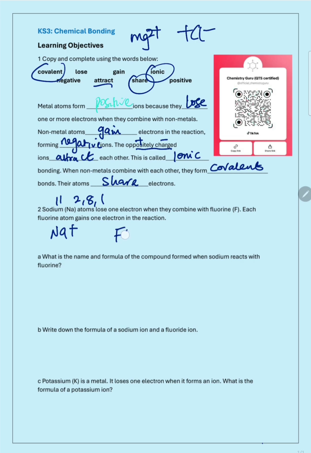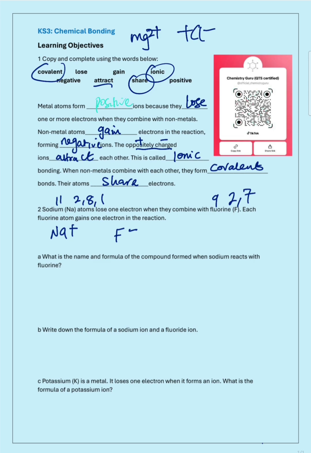And then for fluorine, it has 9, which is going to be 2,7. So fluorine is going to gain an electron. If it gains an electron, it means that we have more electrons than protons. So that's why it's going to be negatively charged. All right. Now let's look at the A part.